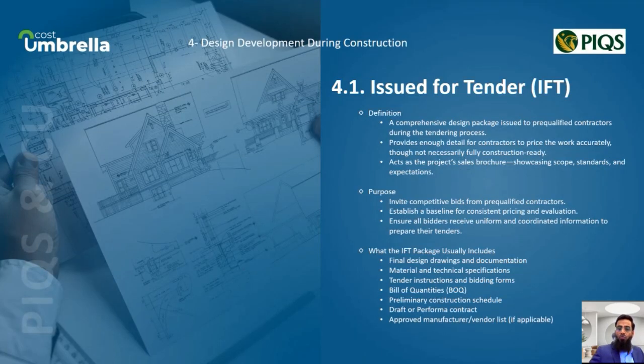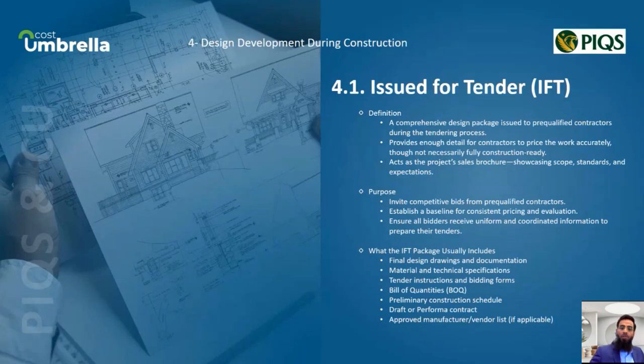The IFT, which is issue for tender, is a comprehensive design package released only to pre-qualified contractors during the tendering process. It provides sufficient detail for contractors to accurately price the work involved, but it's not necessarily a fully finalized construction-ready document at this stage.